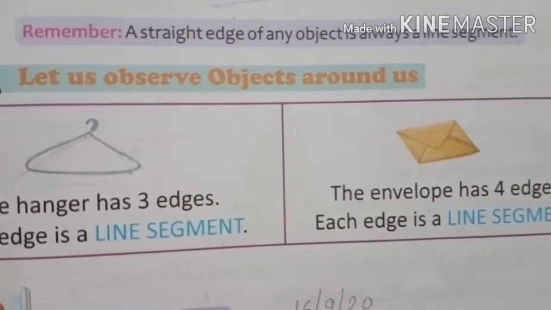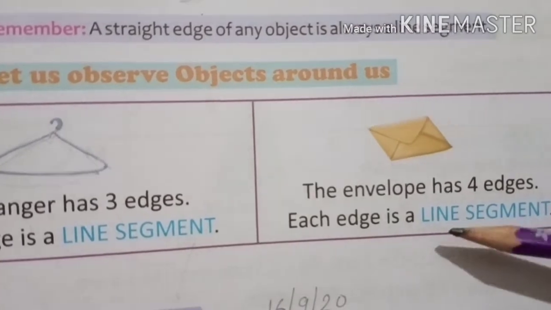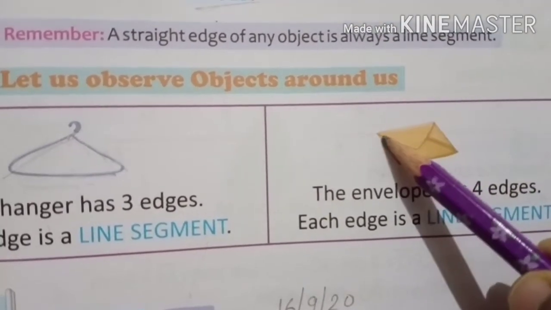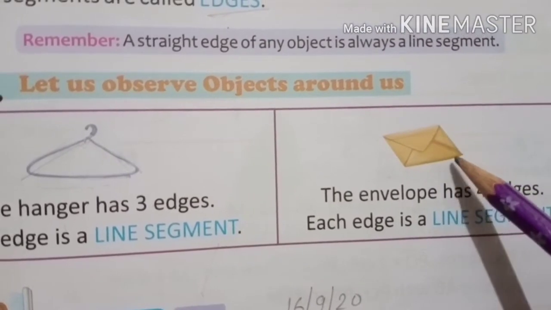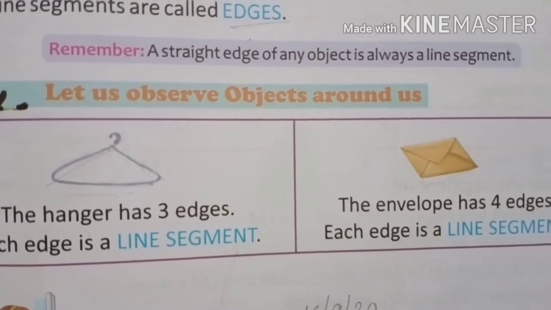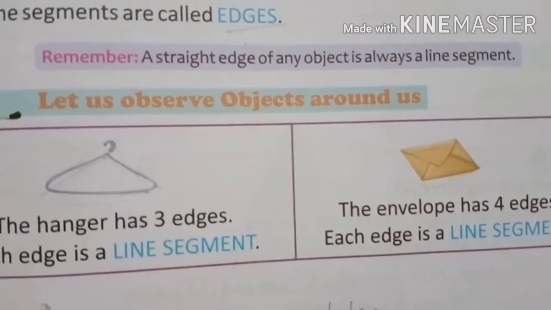Another figure. There is an envelope. The envelope has 4 edges. See, one edge, second, third and fourth edge. And each edge is called a line segment.